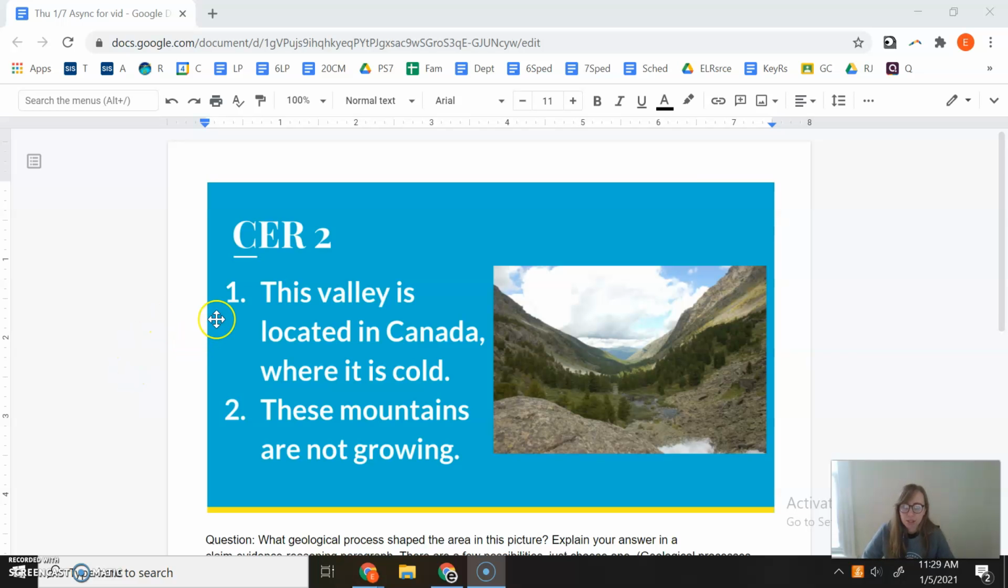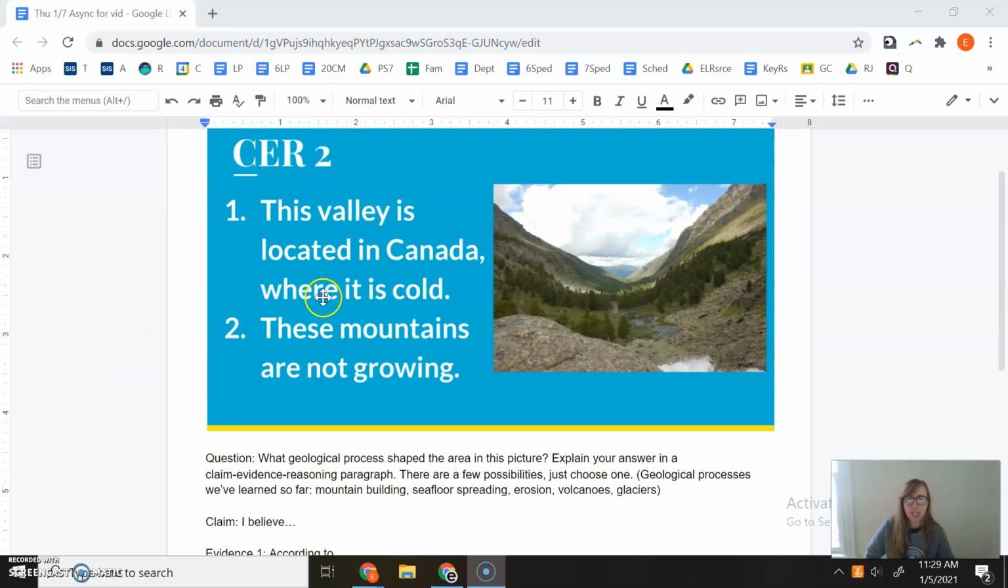So I'm actually gonna scroll down and read the question first because this slide doesn't make sense by itself. So the question is, what geological process shaped the area in this picture? Explain your answer in a claim evidence reasoning paragraph. There are a few possibilities. Just choose one. So that's saying that there are a few possible correct answers that you could use for your claim, but just to choose one of those. And then a hint here is that the geological processes we've learned so far are mountain building, seafloor spreading, erosion, volcanoes, and glaciers.